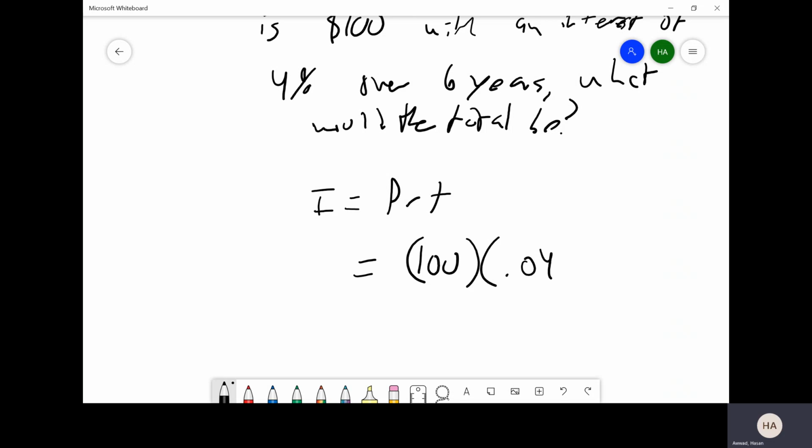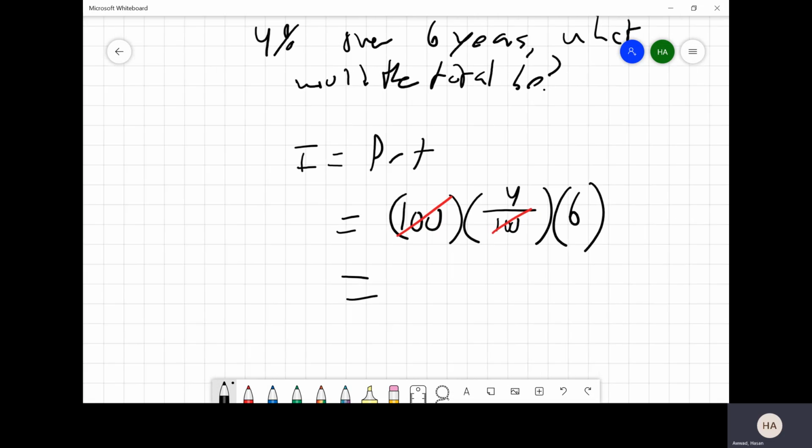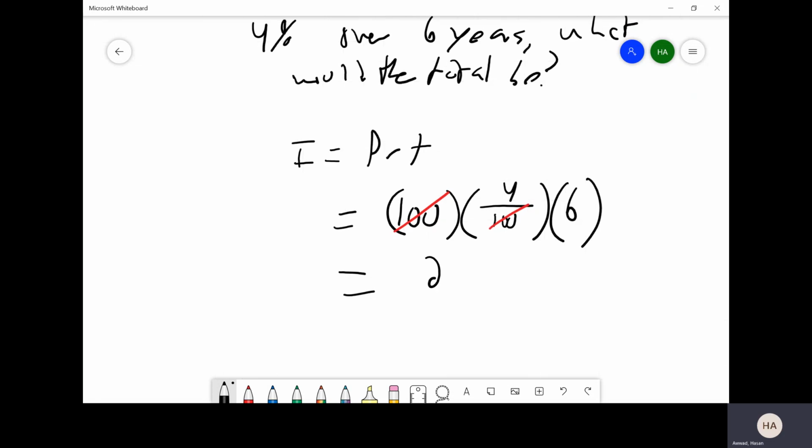Okay, so 4% is 4 divided by 100, and of course, if you wanted to, you can always write it as a fraction, which is 4 over 100. But 0.04 also works, however you want to write it. I'll keep it as a fraction just because I know that over the course of this semester, I've said, please put fractions. So we have 4 100ths, and last but not least, time is 6 years here, so times 6. What's going to happen? Well, lucky for us, 100 and 100 cancel out. That makes our life easy. And then we just have 4 times 6, which gives us 24.